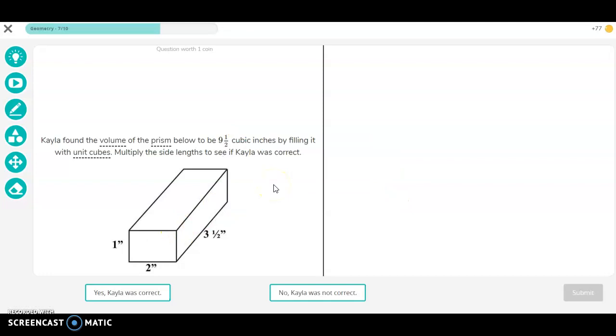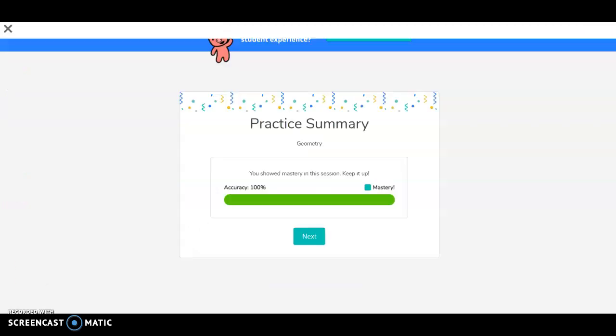Caleb found the volume of the prism below to be 9.5 cubic inches by filling it with unit cubes. You're going to multiply the lengths of the sides to see if he was correct. I've done a couple of these for you, so just remember the formula: capital V equals length times width times height, okay?